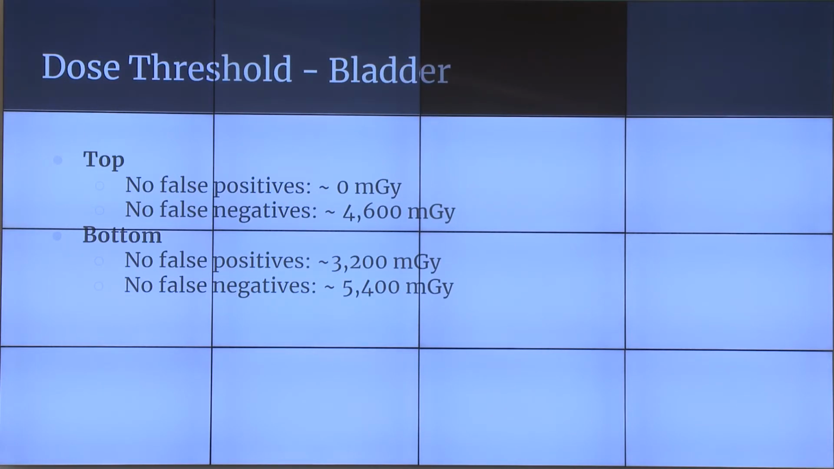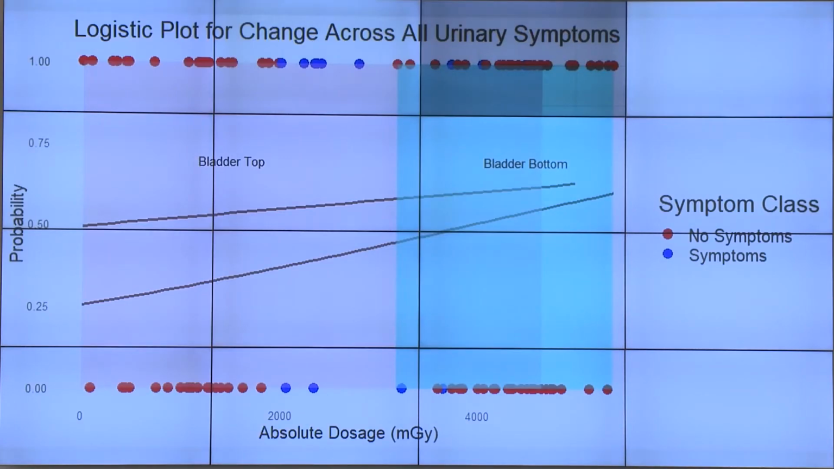For the bladder, we had from 0 to 4600 milligray for the top, and for the bottom, we had from 3200 milligray to 5400 milligray. And here we can see that these 2 ranges overlap by a lot, and we can also see that the logistic curves do not look like logistic curves, they look like linear curves.